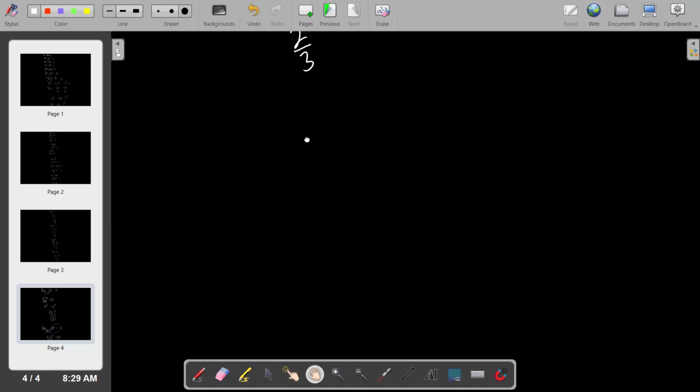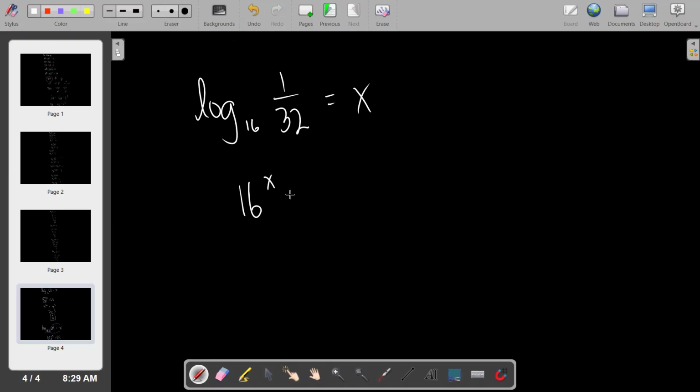Got it? Let's go with log base 16 of 1 over 32. Right away, what do you know about the answer? Go. It's going to be a negative. Has to be. So let's start by just following directions. Set it equal to x, cycle it out. 16 to the power of x equals 1 over 32.